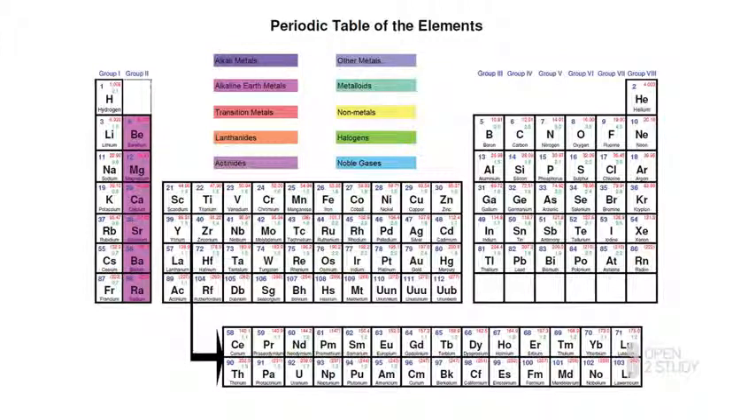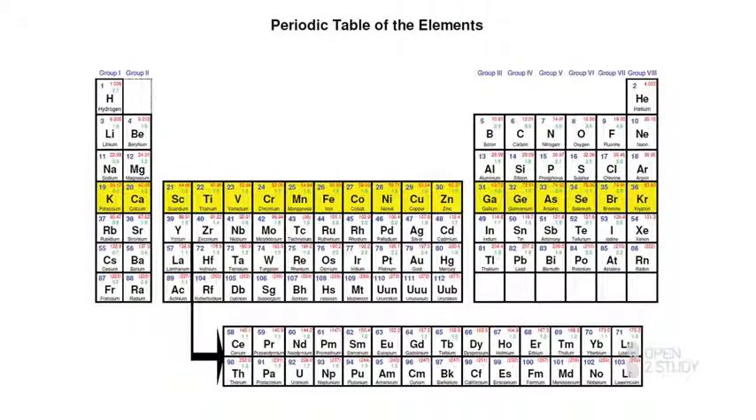So columns on your periodic table, they are called groups. Rows, as we move across your periodic table, I'm pleased to say, are simply called rows. So how is your periodic table arranged? What can we notice by looking at it at a glance?